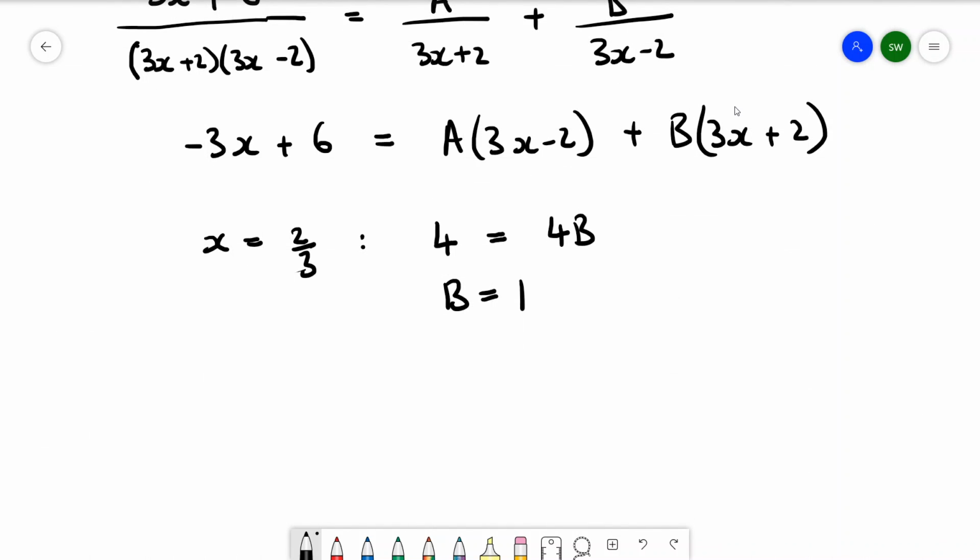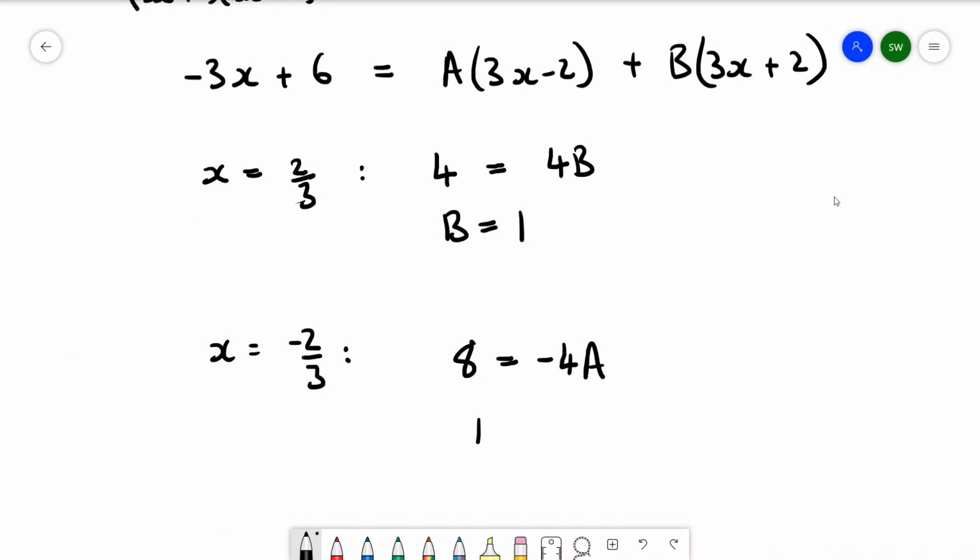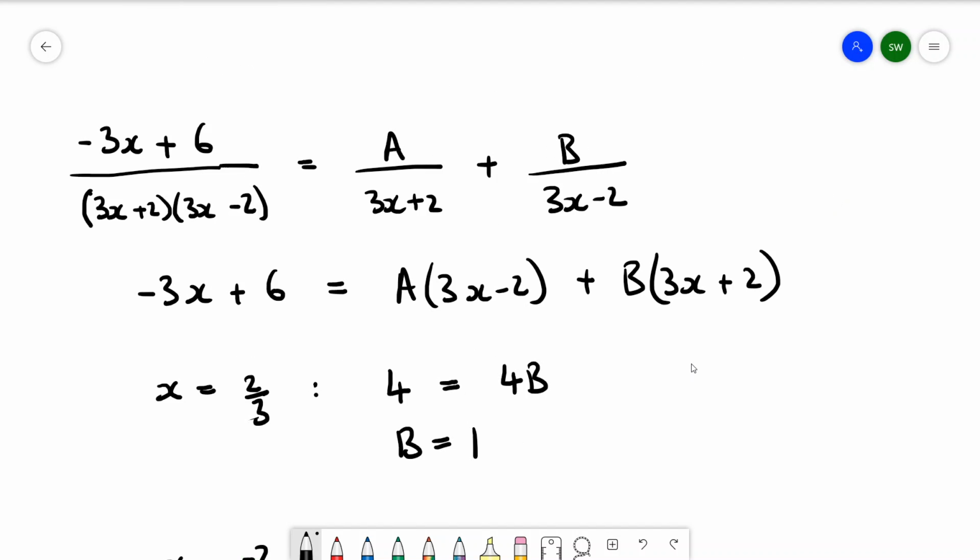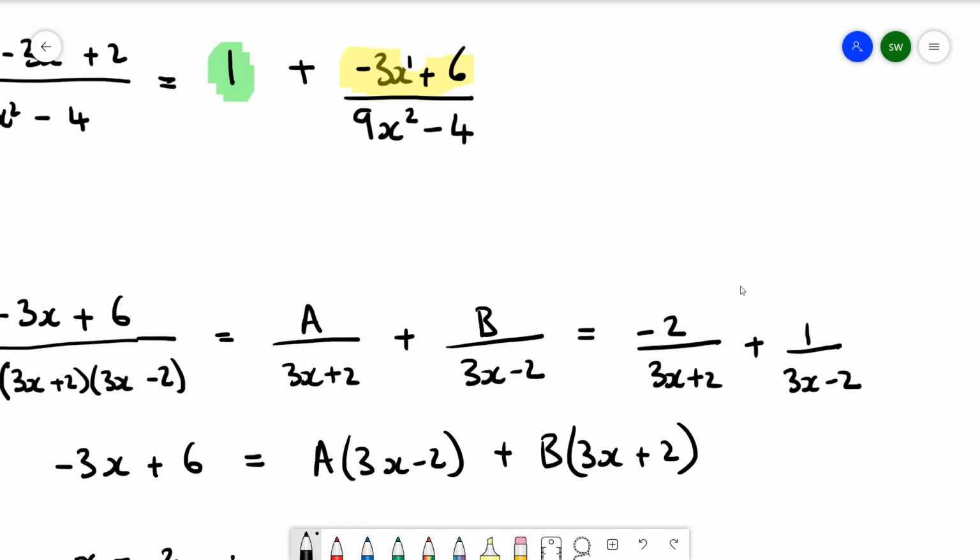And then next I'm going to try and sub in a value of x that makes this bracket equal to 0, and that would be minus 2/3. So if I sub in minus 2/3 into the left hand side, we're going to have 8, and if I sub it into the right hand side, we're going to have minus 4A. So that means that A is equal to minus 2. So that means that we can write this fraction as minus 2 over (3x plus 2) plus 1 over (3x minus 2). So we can now sub this into our previous expression.